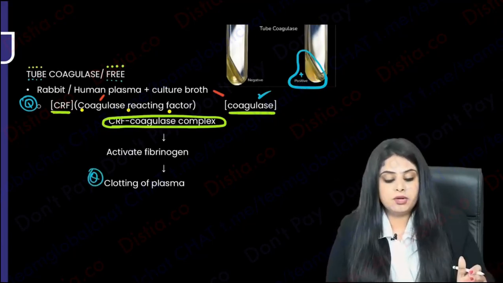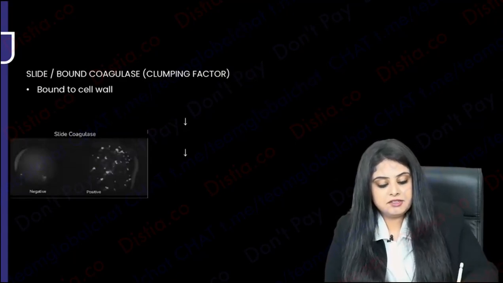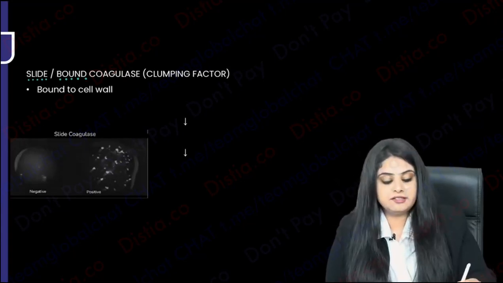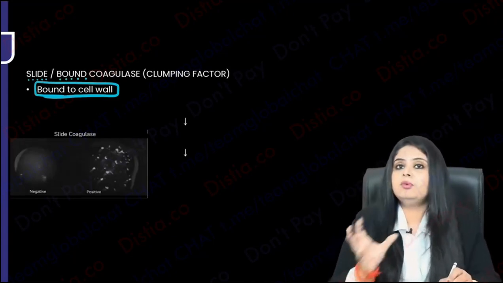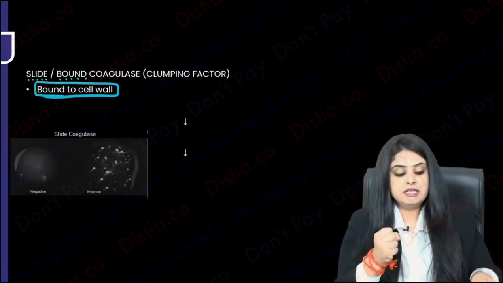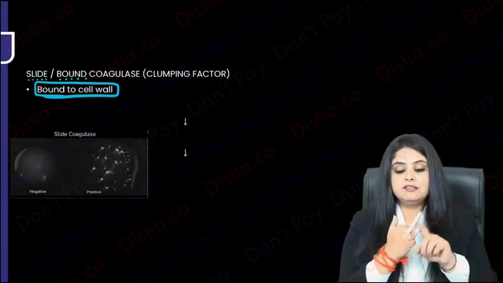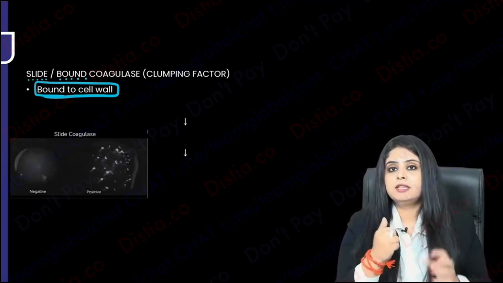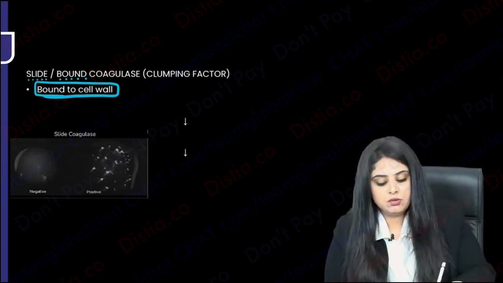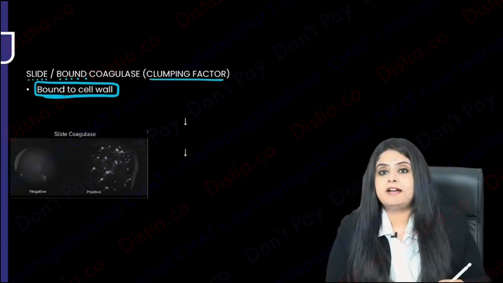So ye tube wala tha. What is gonna be the slide wala? Firstly, 1, 2, 3, 4, 5. Slide wala is 1, 2, 3, 4, 5. Bound coagulase means it is bound to the cell wall. Whenever something is bound, like for example, if this is staph, this coagulase is bound. This pencil of mine is coagulase. ये bound है. Bound मतलब clump हो गया. So this is also known as the clumping factor.